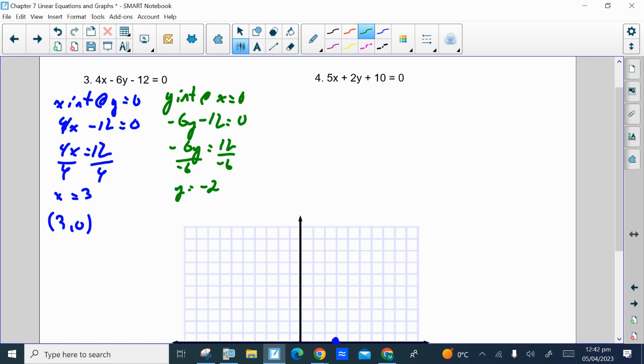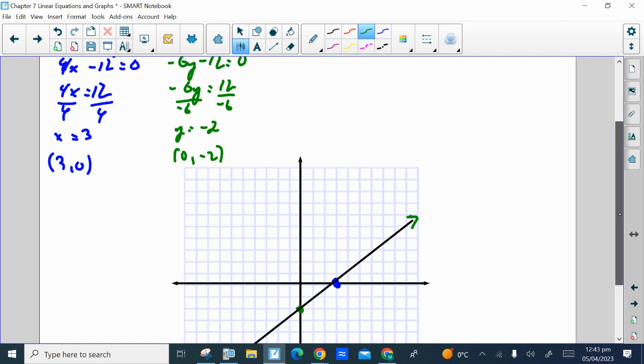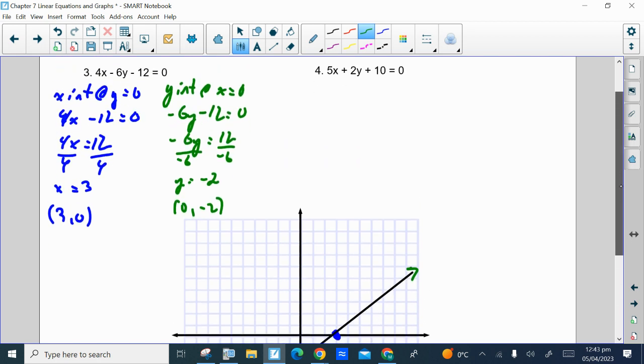So, Brooklyn, what are the coordinates of the y-intercept? Right, because we let x equal 0. Y equals negative 2. This is the y-intercept. This is where the graph crosses the y-axis. 0, negative 2. So now we can draw a line going through those 2 points. And there's that line. Okay?